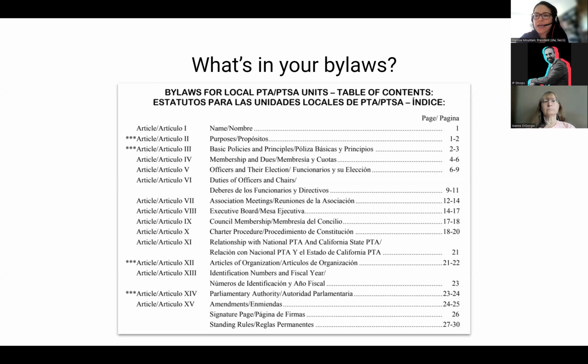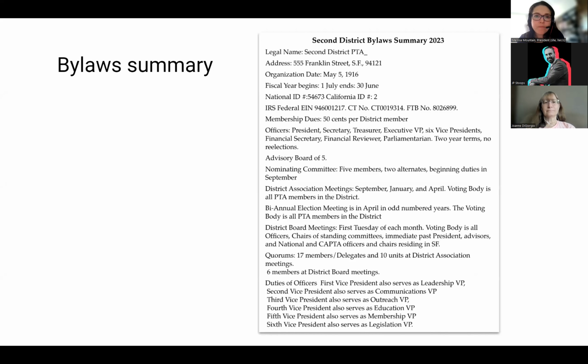So here's a look at the table of contents of the bylaws. The formal language can be difficult for some people to understand, so you can also provide that summary that I mentioned and just bullet point the main points. Here's the example summary that we showed earlier in our meeting today of our 2nd district bylaws. You can see that it has the actual legal name there. It will have the organization date, which is always interesting. Some are very old. You might not know how long your PTA has been in existence.